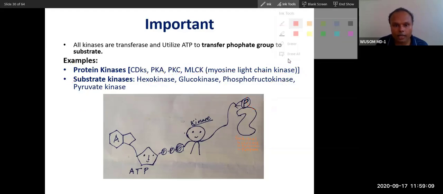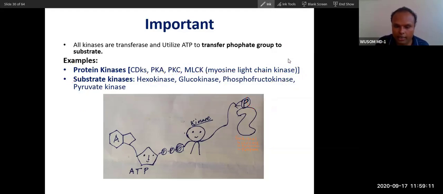Kinase is a very important transferase. Remember, kinase is a transferase. It transfers a phosphate group from ATP to a substrate.